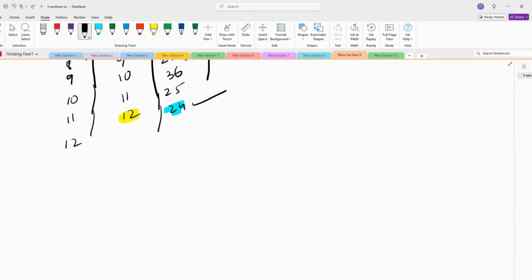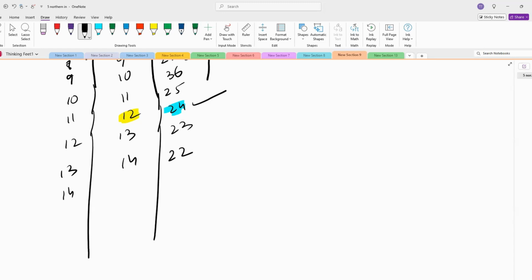So 12, 13, 23 doesn't work. 13, 14, what is that? 22 doesn't work. 14, and you might be able to jump ahead and see exactly where it'll work, but I'm just going through this methodically. Like in case you want to do this, we also want to see how much time it takes, right? So 14, 15, 20 doesn't work.